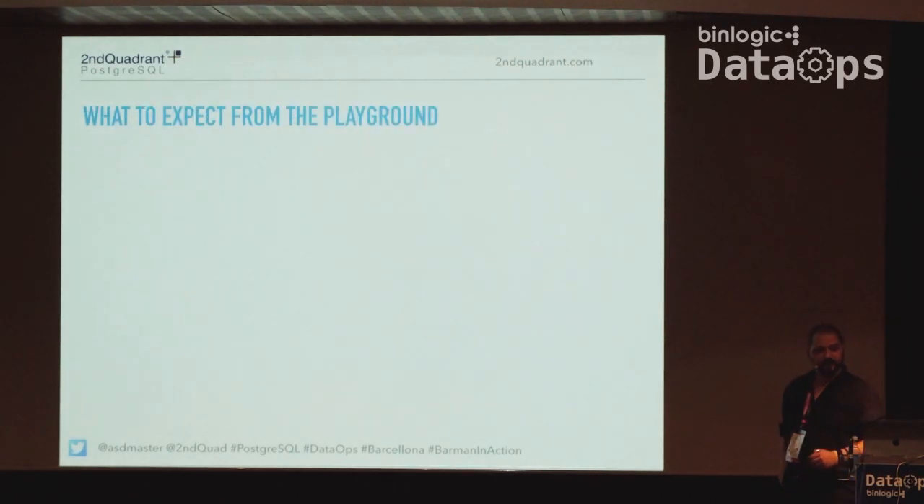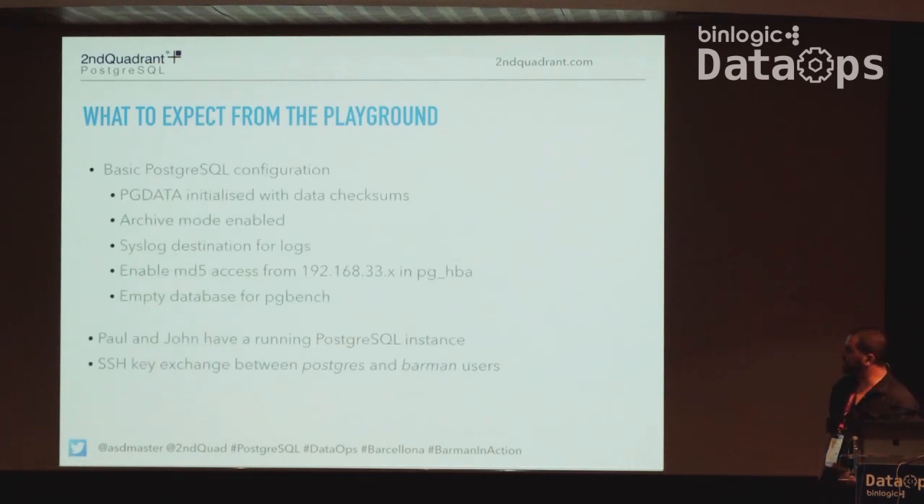What do you have to expect from this background? Basically, basic Postgres configuration, PGDATA directory initialized with data checksums, archive mode enabled, syslog for the logs, access in pg_hba, and an empty database for pgbench, okay? Paul and John have an already running PostgreSQL instance, okay? And SSH keys are already exchanged. So everything is ready for starting, okay? We are skipping the boring part.